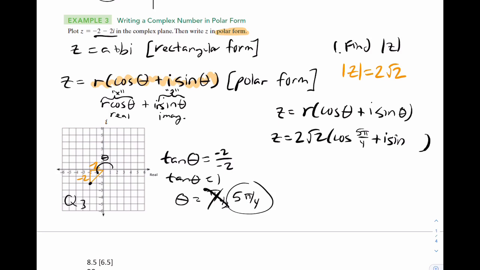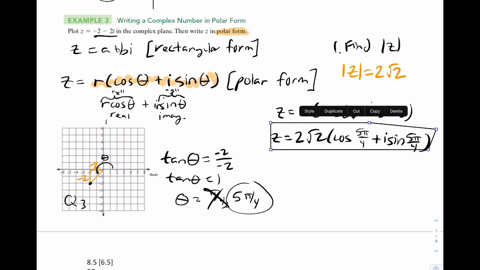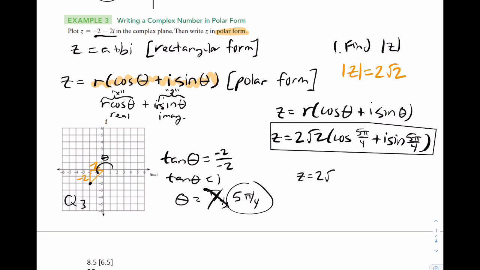So you write that in, and there is our polar form right here. Now that is a lot to write, so for shorthand, I will accept this, and this is what some people often do. They write 2 root 2 cis 5 pi over 4. And cis just stands for cosine i sine. And it's just a shortened version of the formal one up here. But both of these are helpful. I like that one just because it's a little bit faster.